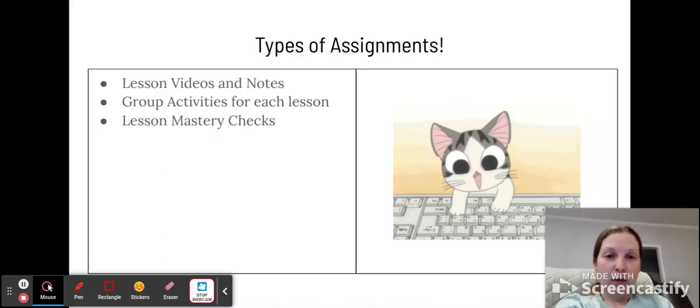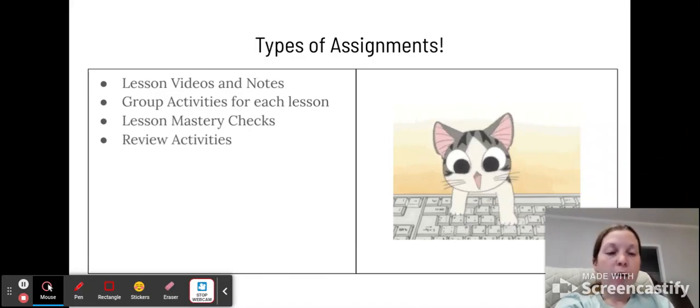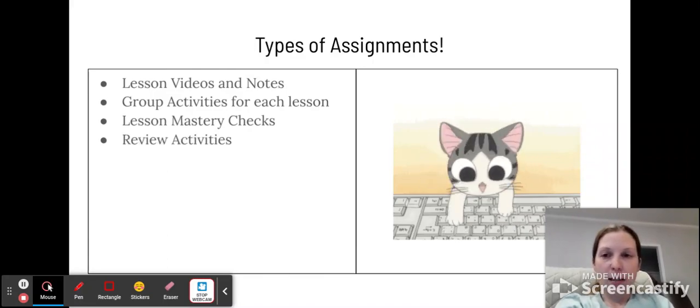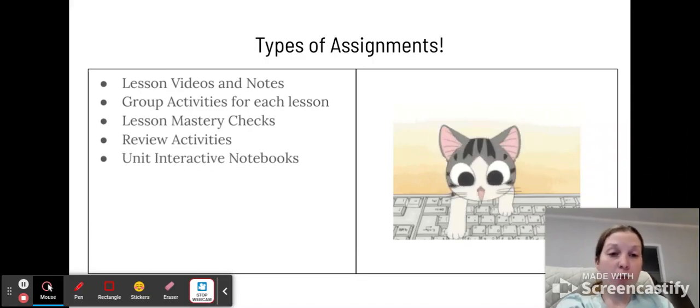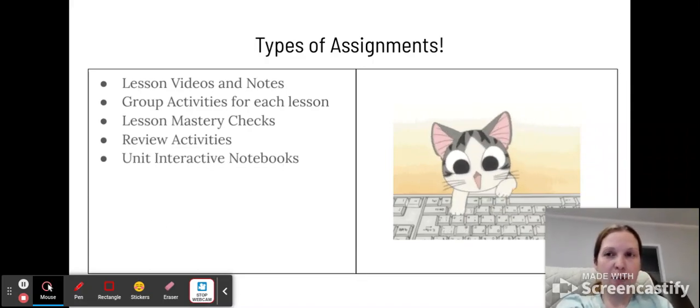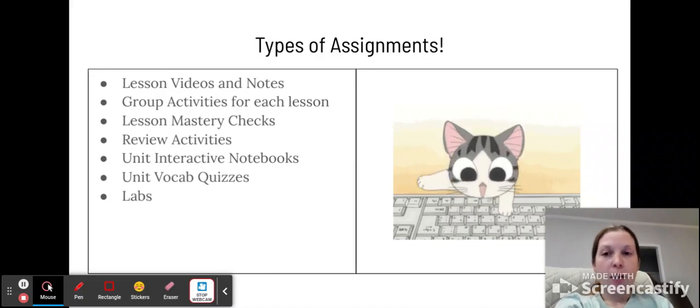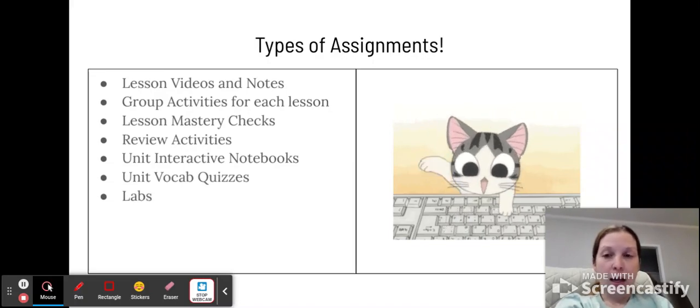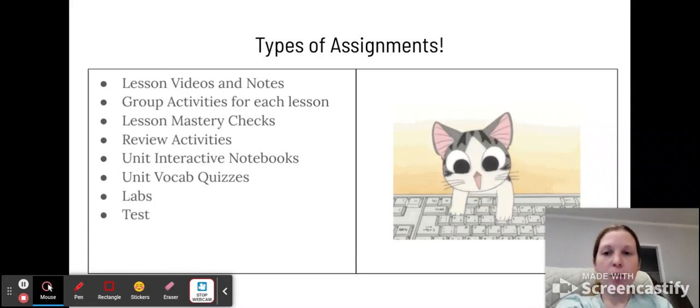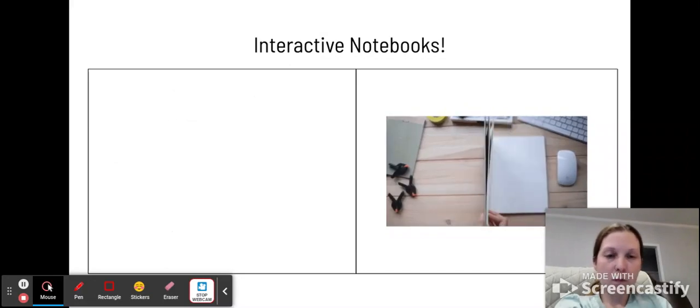You'll have a mastery check for each lesson as well. You'll have review activities before the test. You'll have an interactive notebook, which will be on paper, so make sure you get your 5-subject notebook. You'll have unit vocab quizzes. You'll have labs, and you'll have tests for each unit, or almost each unit, and a project for almost each unit.